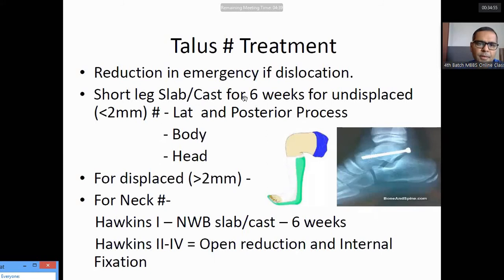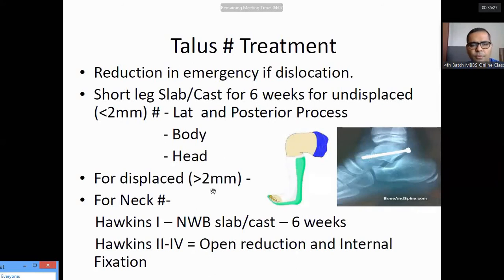Okay, coming to the treatment. If there is dislocation, reduction should be an emergency, because the dislocated part might hit the nerves and innervation around it. It might lead to compartment syndrome. Short leg slab or cast for 6 weeks for undisplaced, that is, if it is less than 2 millimeter. Typically for the lateral process and the posterior process, body if it is less than 2 millimeter, and head, right here, if it is less than 2 millimeter, just conservative treatment is okay.